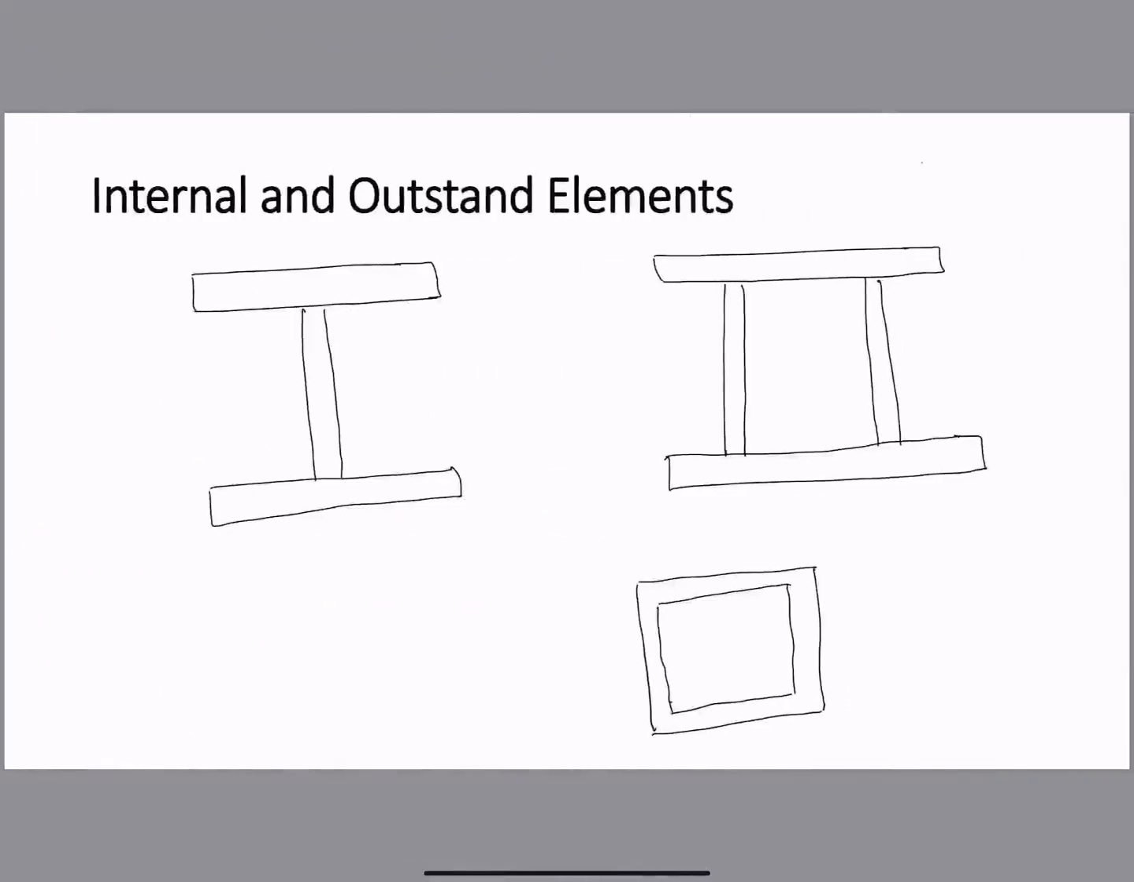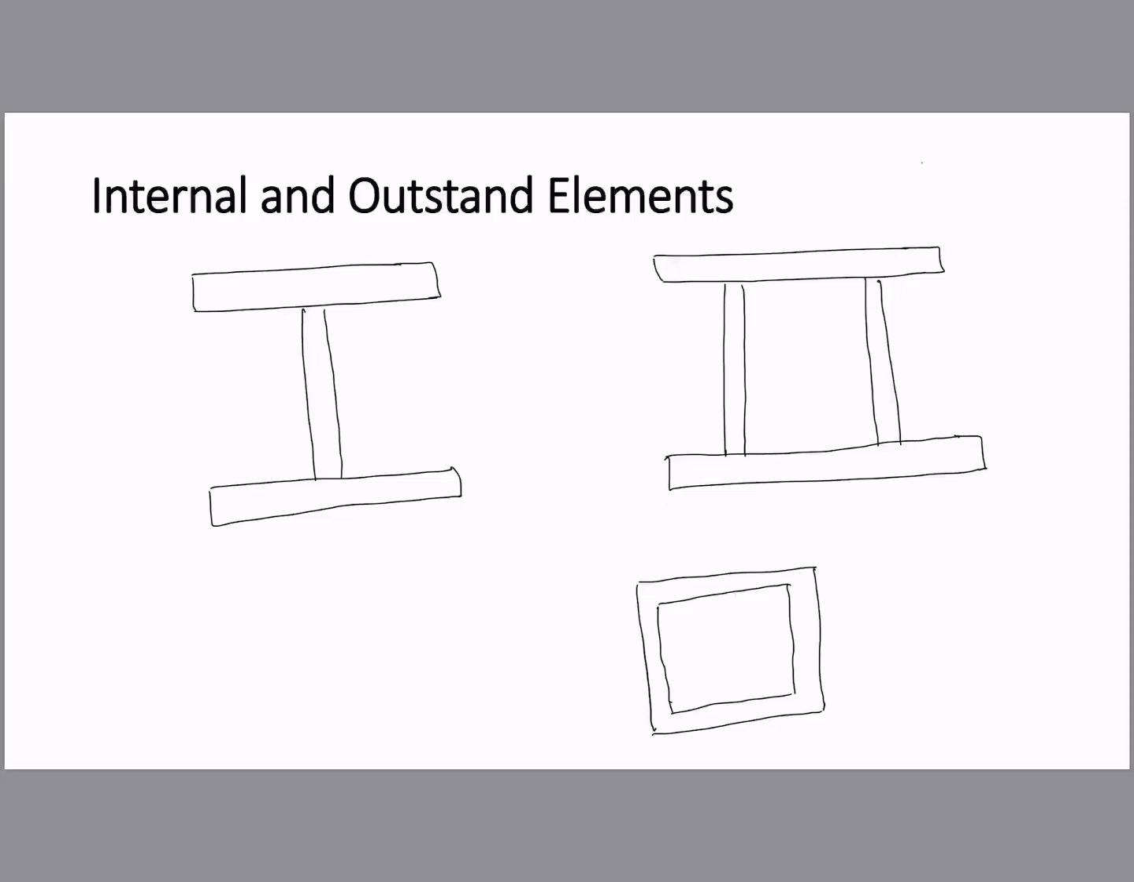Now let's discuss the internal and outstand elements. Why do we need to know about these elements? Because based on these elements' length, width and thickness, the section is classified as class 1, class 2, class 3, class 4. Similarly, these are plastic, compact, semi-compact and slender sections. These are important in order to estimate the load carrying capacity of that particular member.